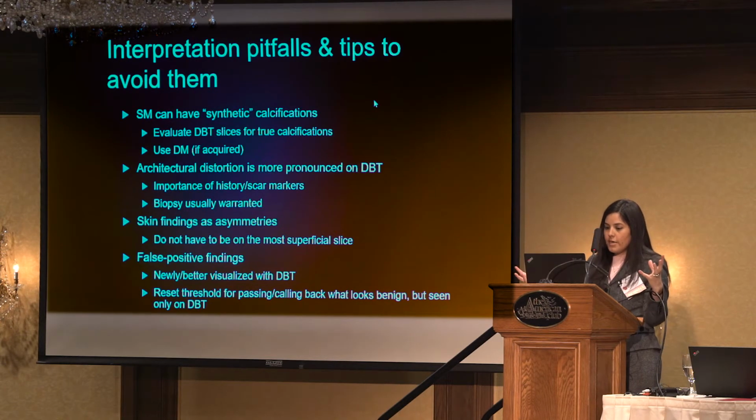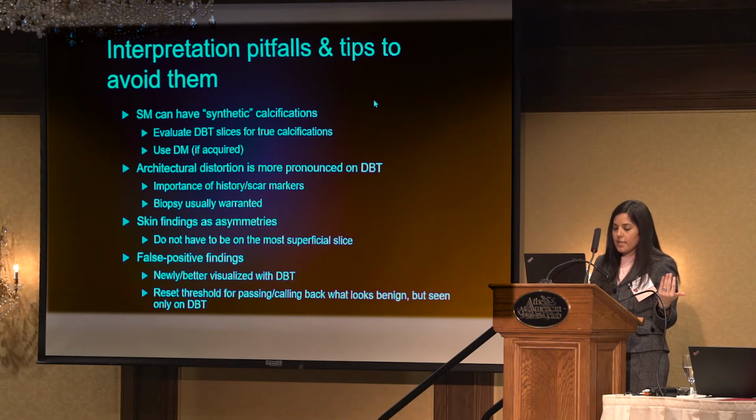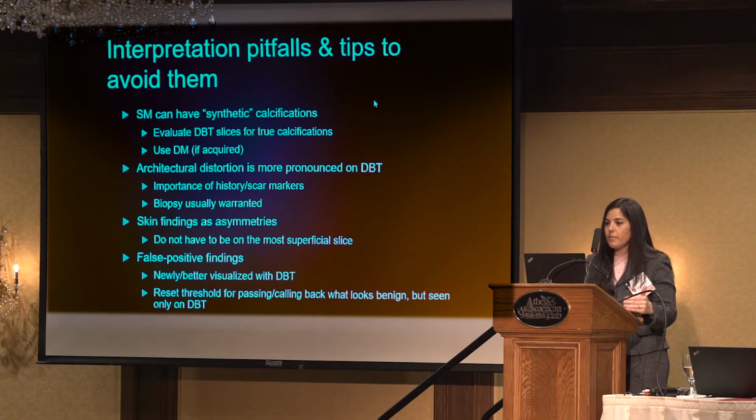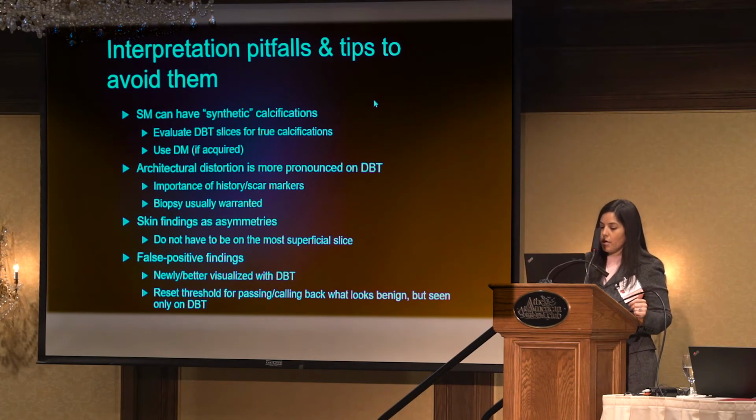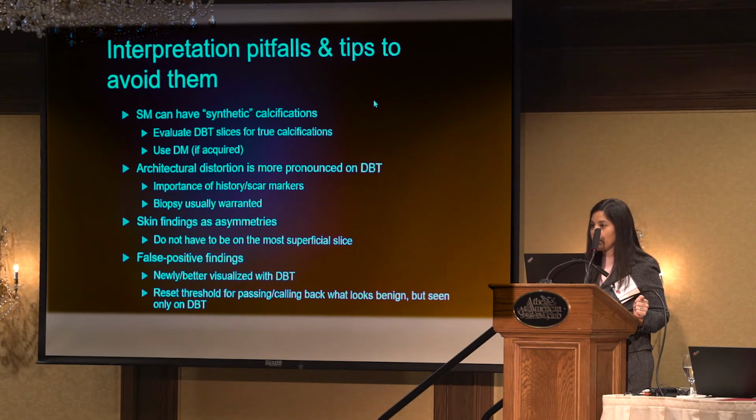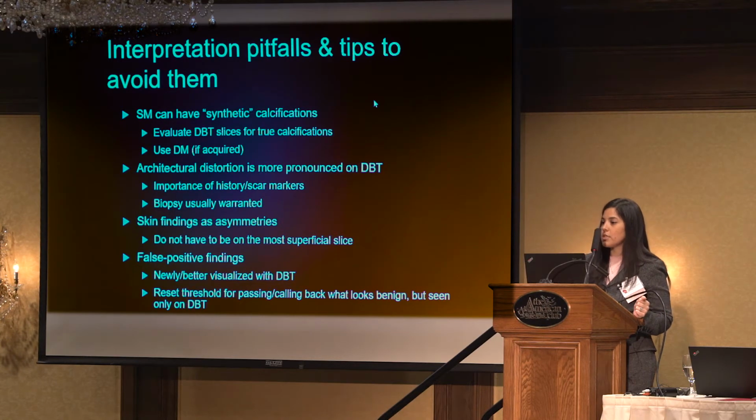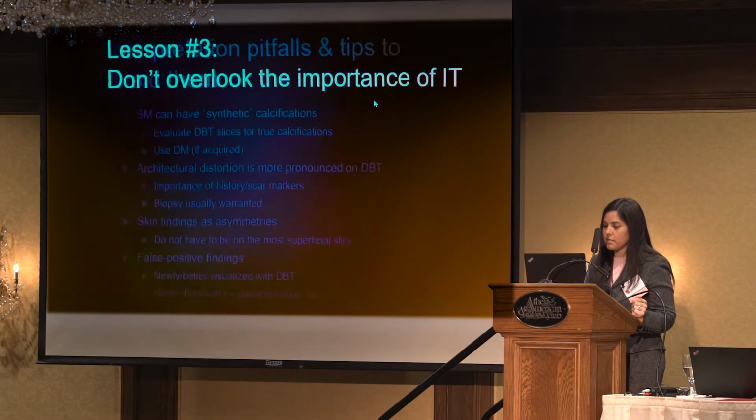So, from our experience, don't be fooled by synthetic calcifications. Surgical history is really important, scar markers. Skin findings don't have to be on the most superficial slice, especially if they're cranial or superior medial. False positive findings are typically benign looking things like a lymph node or a cyst that's probably been there all along and you just happen to see it better because of the tomo, and really struggling to reset your threshold to balance your sensitivity with your specificity and avoid recalling patients for these tiny little ditzels.